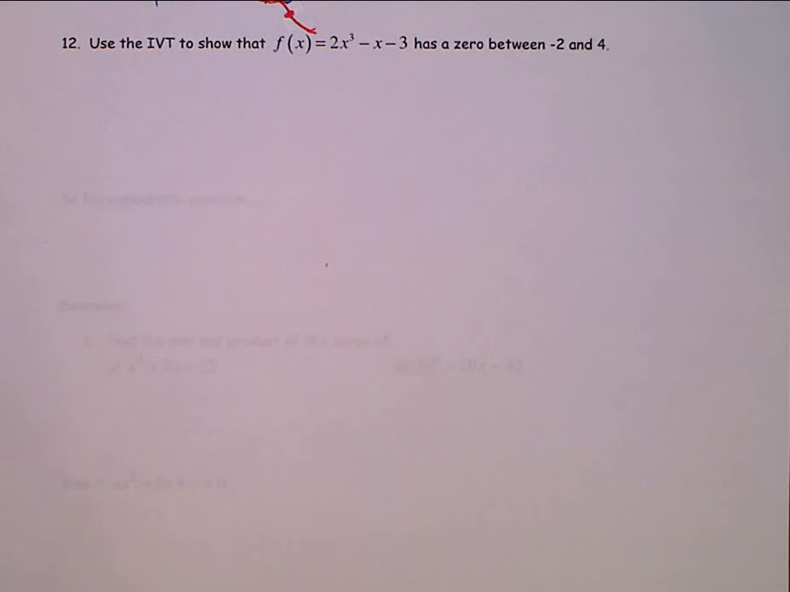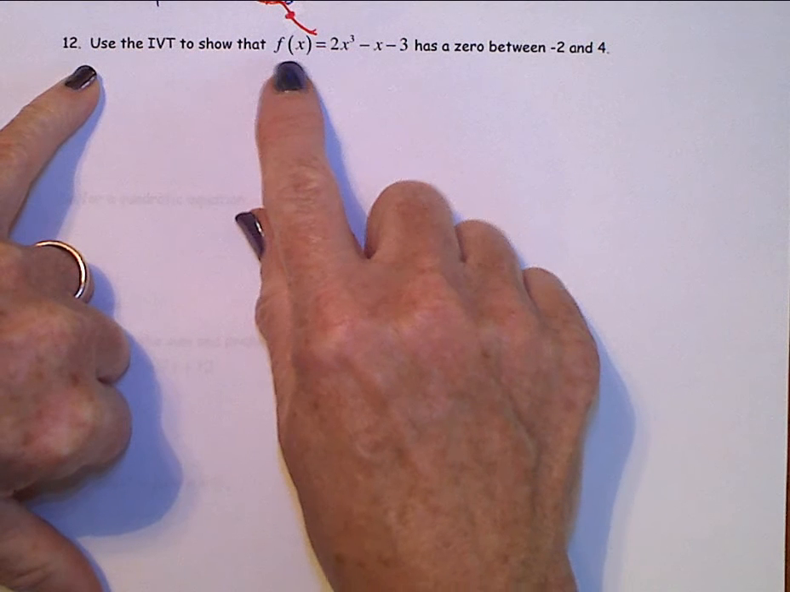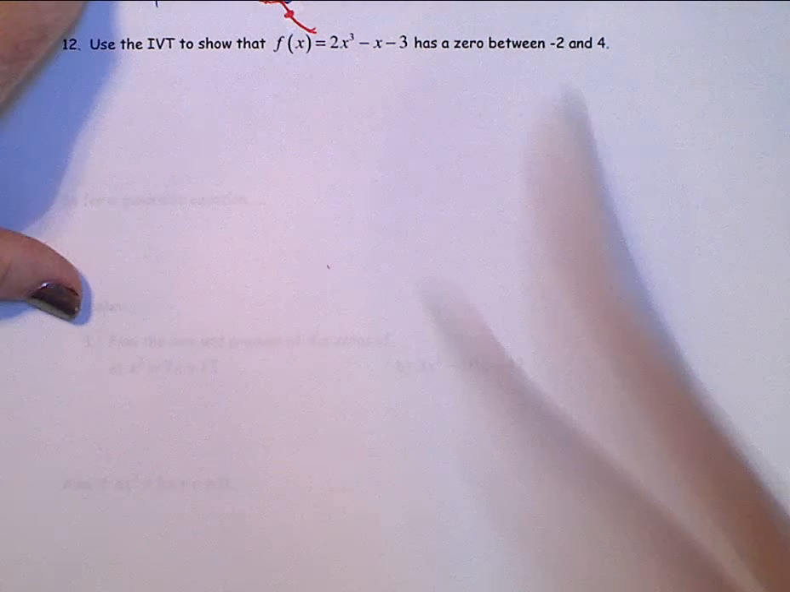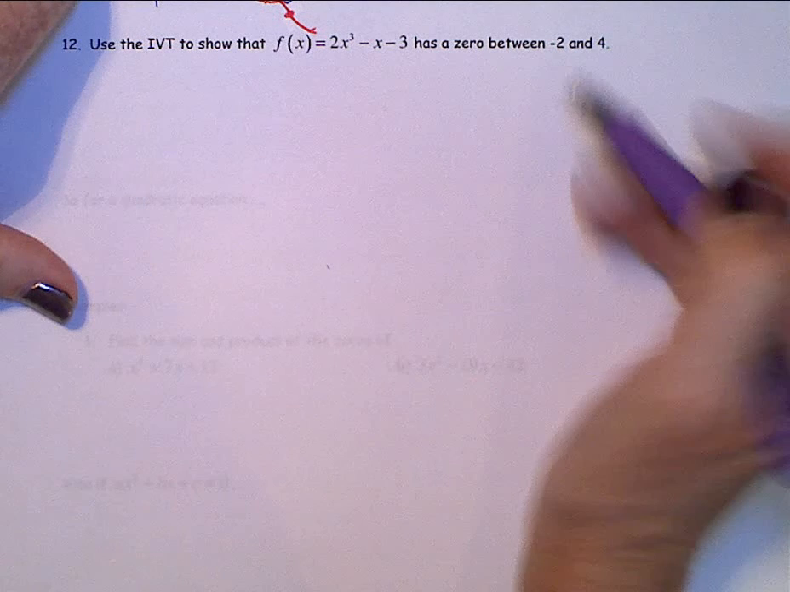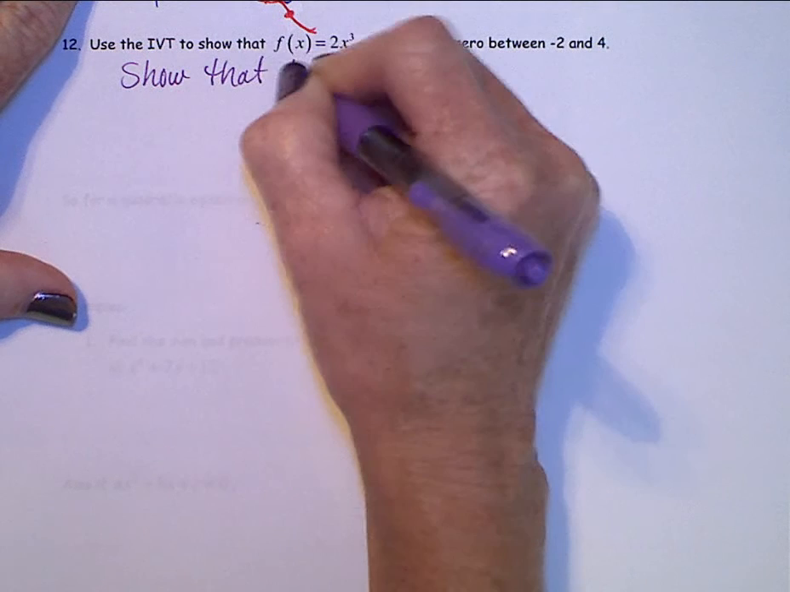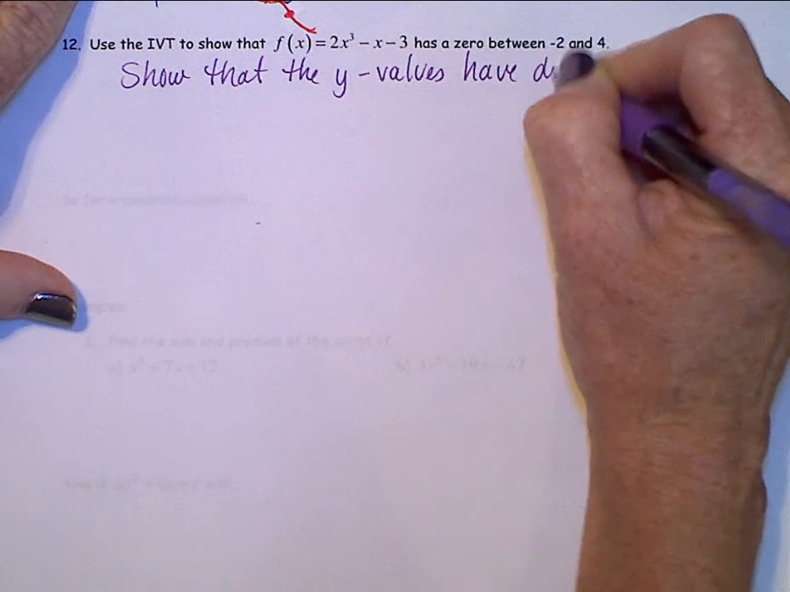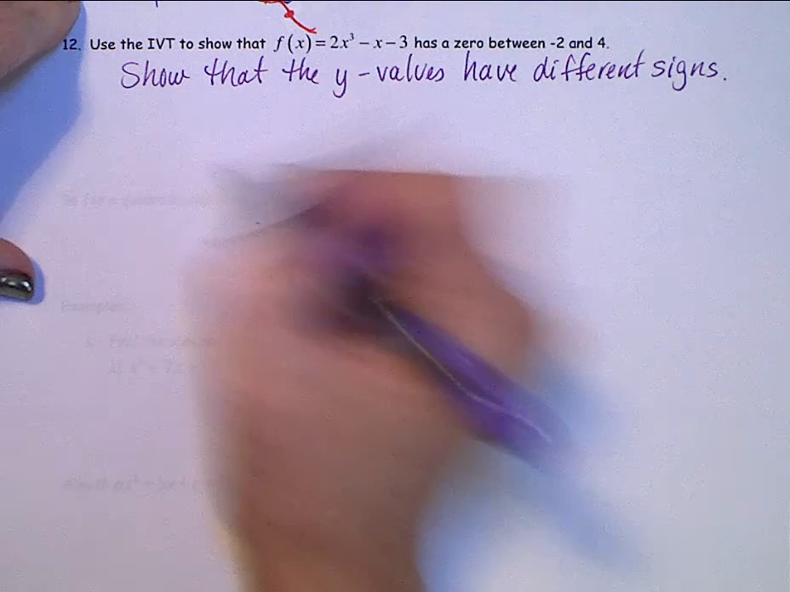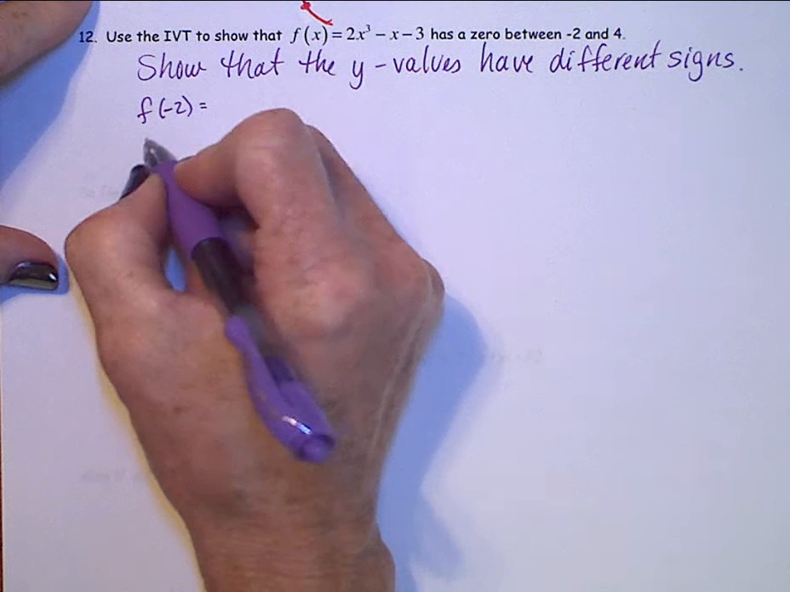All right, use the intermediate value theorem to show that f of x is 2x cubed minus x minus 3 has a zero between negative 2 and 4. What we need to do with this is we have to show that the y values have different signs. Okay, so let's find f of negative 2, and let's find f of 4.